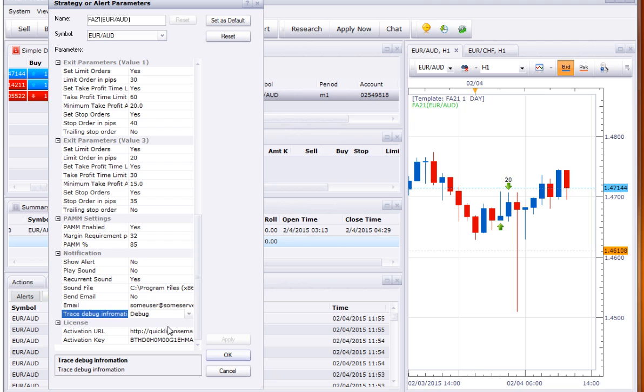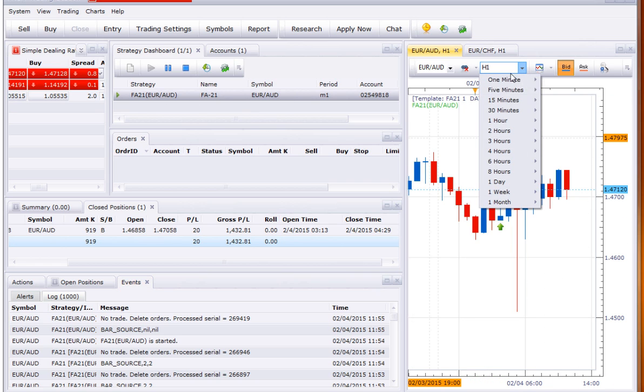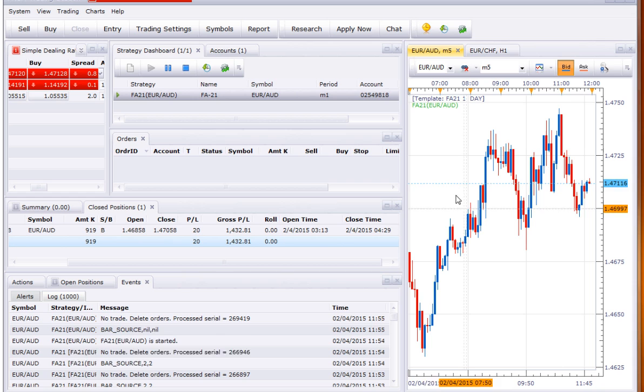Debug, trace debug information. There's trace and debug. You want to set that to debug because these events will show up in the events window log. I don't think there's any alerts now. Okay. Let's go back to what happened at about 3 o'clock. Let me change. This is the chart now. So what's over here doesn't impact FA21, but let's go back and take a look at a 5-minute chart.